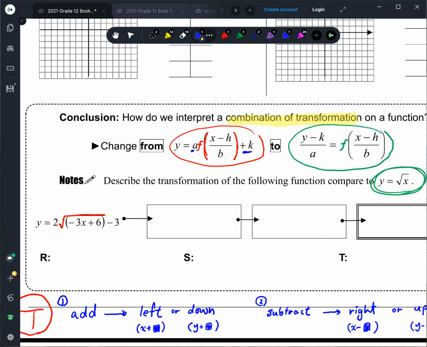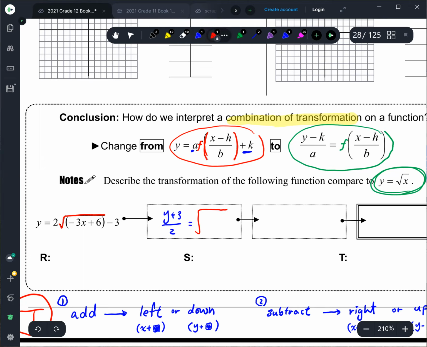All right, so Evan, what would it look like after you move things to the left? Is it y plus 3 over 2? Yeah, very good. So that part is the easy one, right? We move the 3 and the 2 to the other side. The inside, I'm still keeping it there.